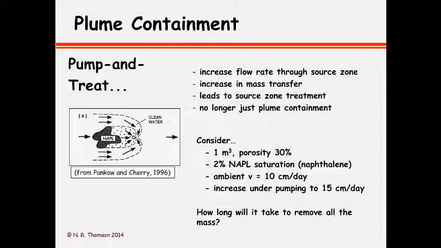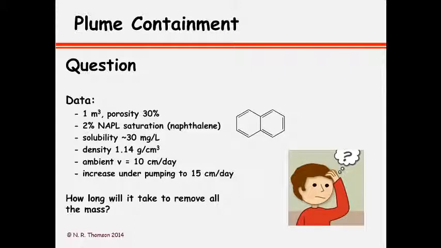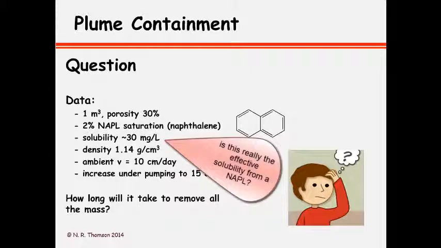So let's consider an example here. We have a 1 meter cube block of aquifer material, porosity of 30%. Let's assume we have 2% of the porosity filled with naphthalene. Assume we have a velocity of 10 centimeters a day, and we would like to know how long it would take for us to remove all of that naphthalene mass. So again, here are the data. How long will it take to remove all the mass?